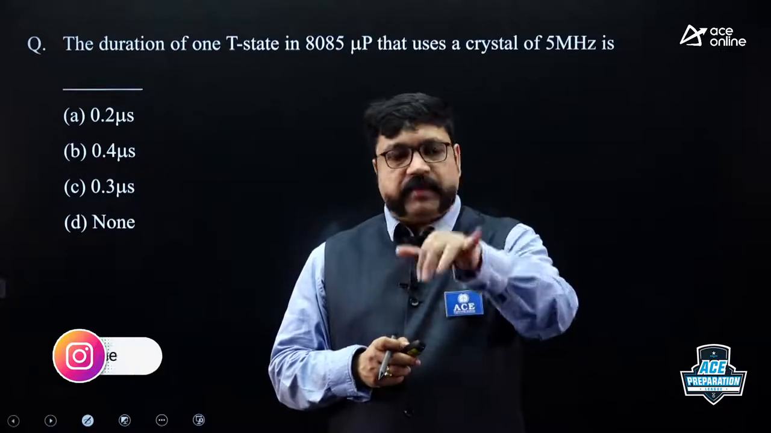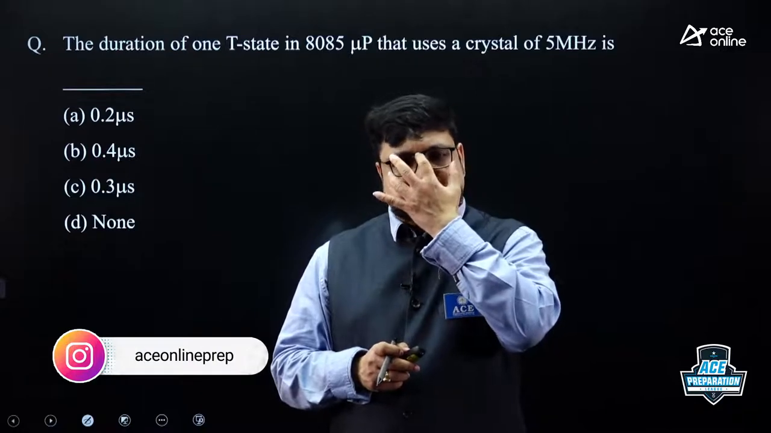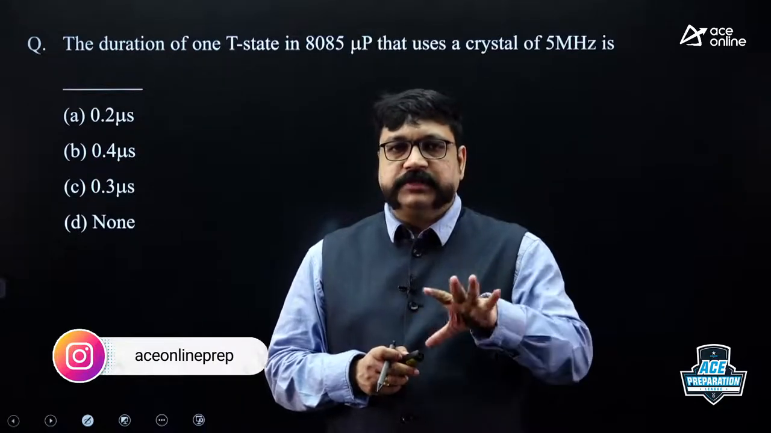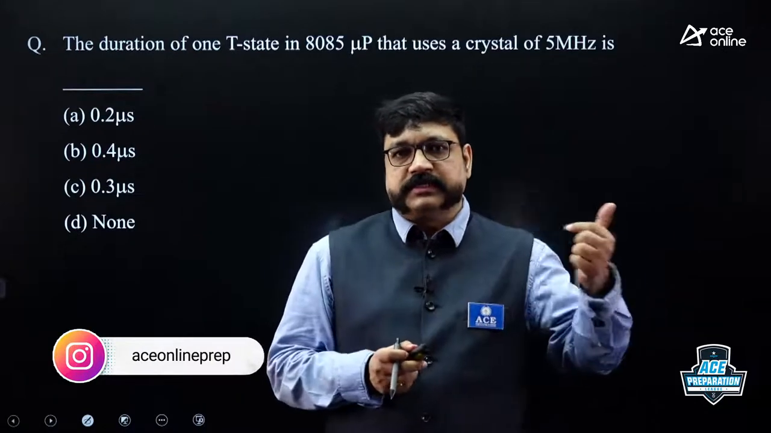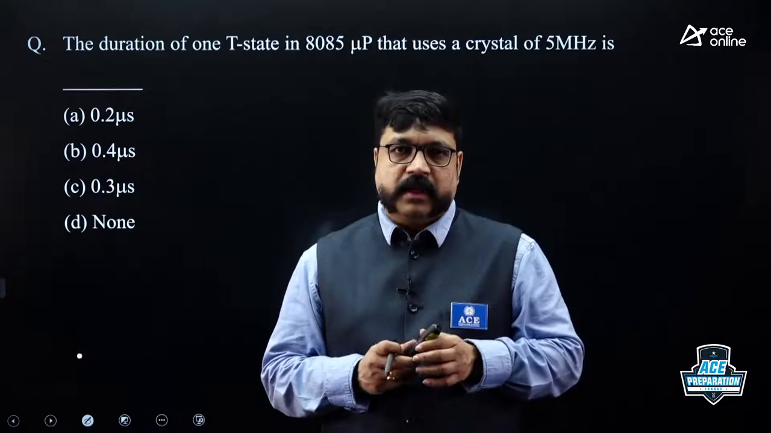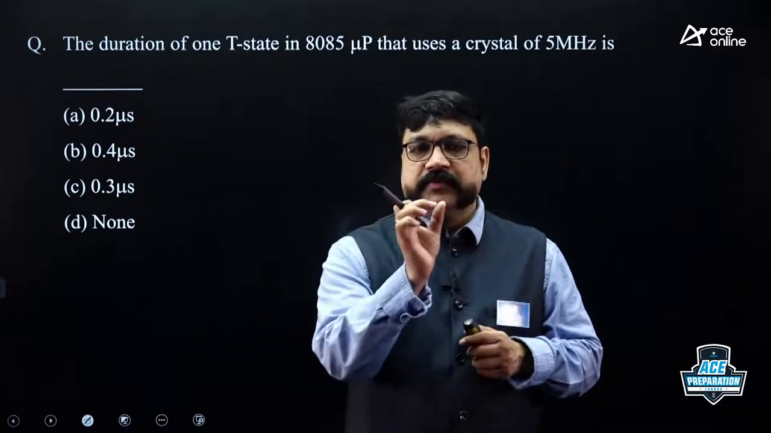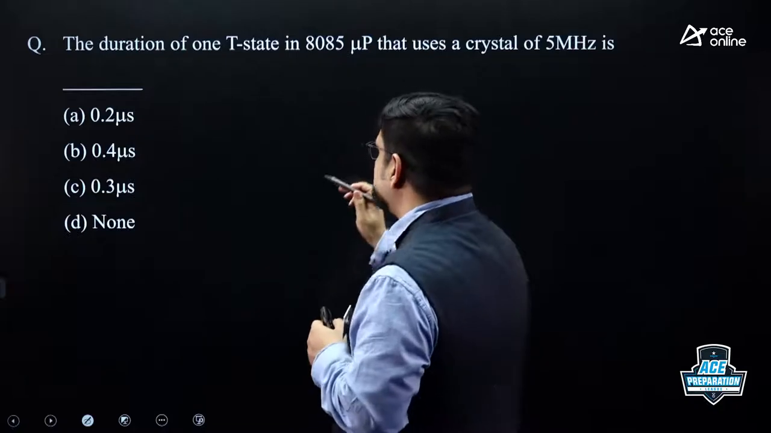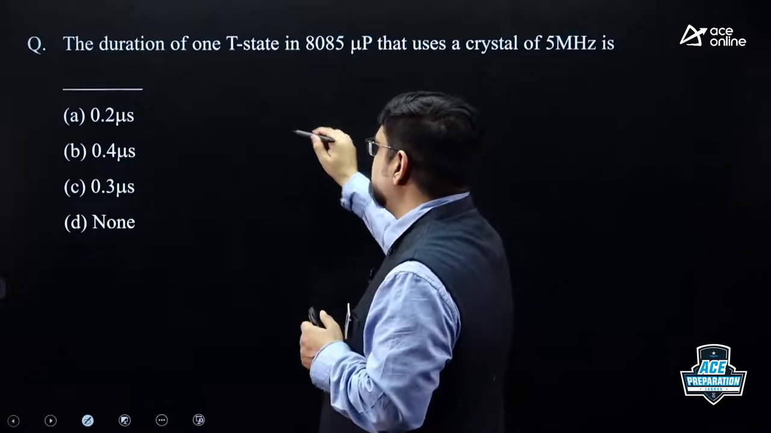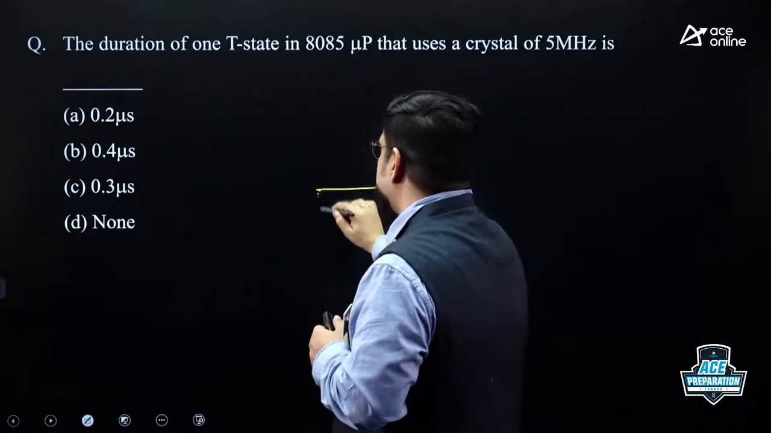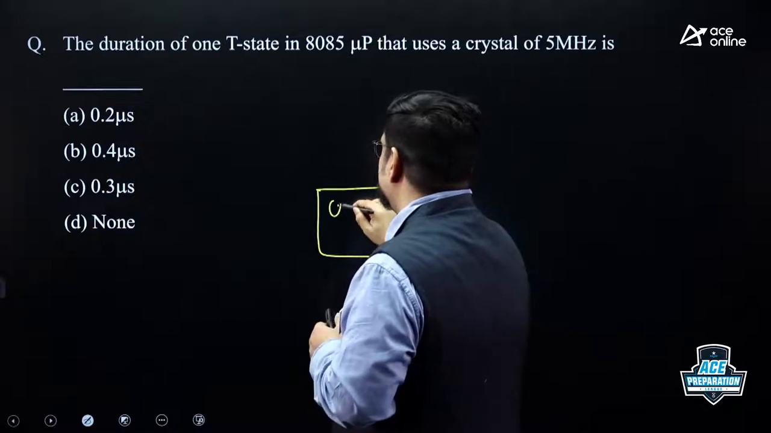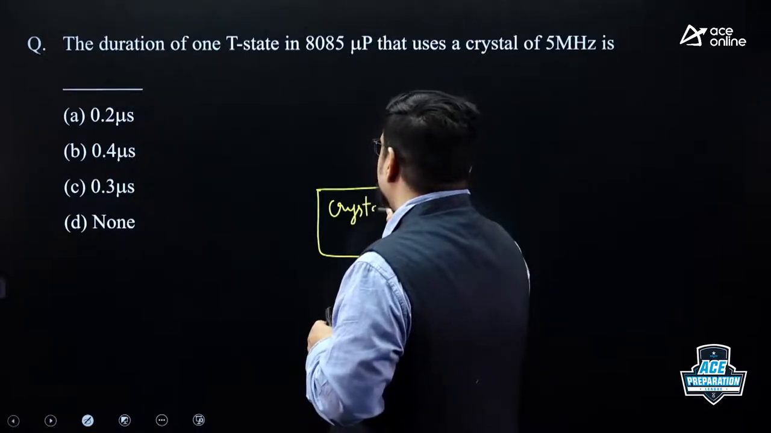Again, in the 8051 microcontroller, you will find such an inbuilt crystal oscillator. In the 8086, there is no inbuilt crystal oscillator. Externally, you have to connect one, whatever crystal you connect across the crystal connection pins. Here, let me show. This is the crystal oscillator inside. That will produce a clock.